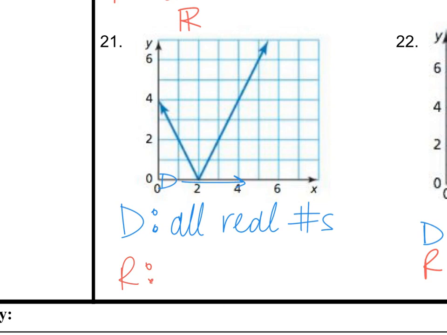Range. Range is a little bit better, because you do have a lowest point. What's your lowest point? No, it's not 2. It's 0 on the y values. I know it's not 2 on the x values. It's confusing. 0 on the y values. And then it goes up. So this is all. And does it ever stop going up? No. Y values greater than or equal to 0. That's your range.